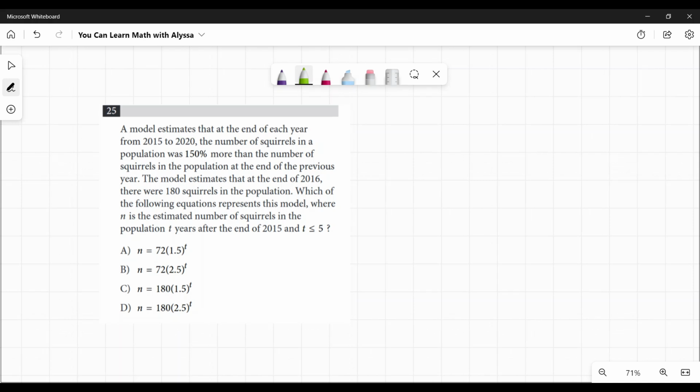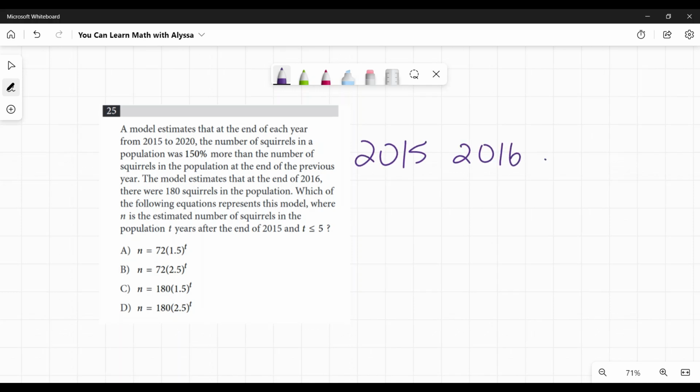There's a lot to unpack here. And when it says a model estimates, this is not talking about, like runway models. This is talking about a mathematical model. Okay, so 2015 to 2020. And they're giving us the number in 2016. It says at the end of 2016, there were 180 squirrels. And it also says the population is 150% more than the number of squirrels at the end of the previous year.